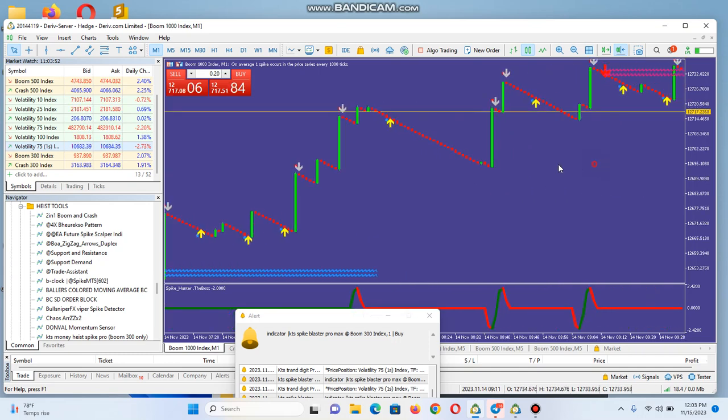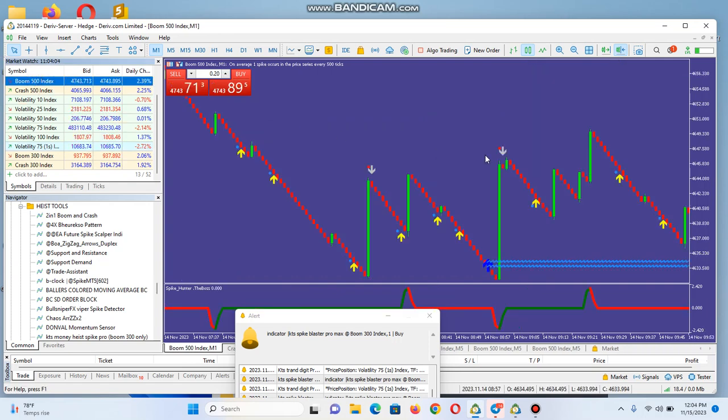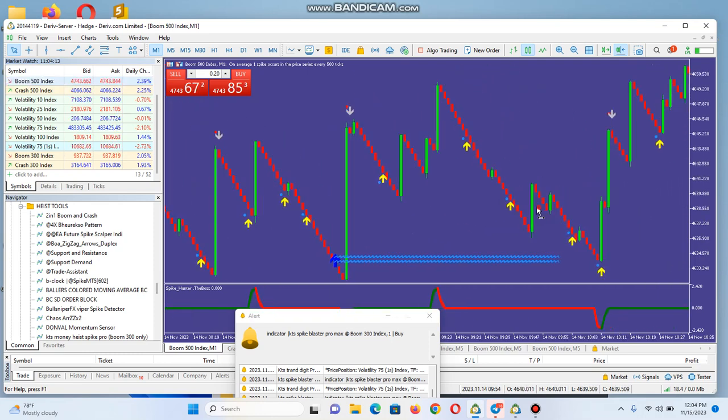So what am I saying in effect? You're only permitted to trade and catch spikes when the trend of the asset is up, like Boom. So you're only permitted to catch spikes on Boom only when the trend is what? Upside. If it is not upside, don't go in for any spike.